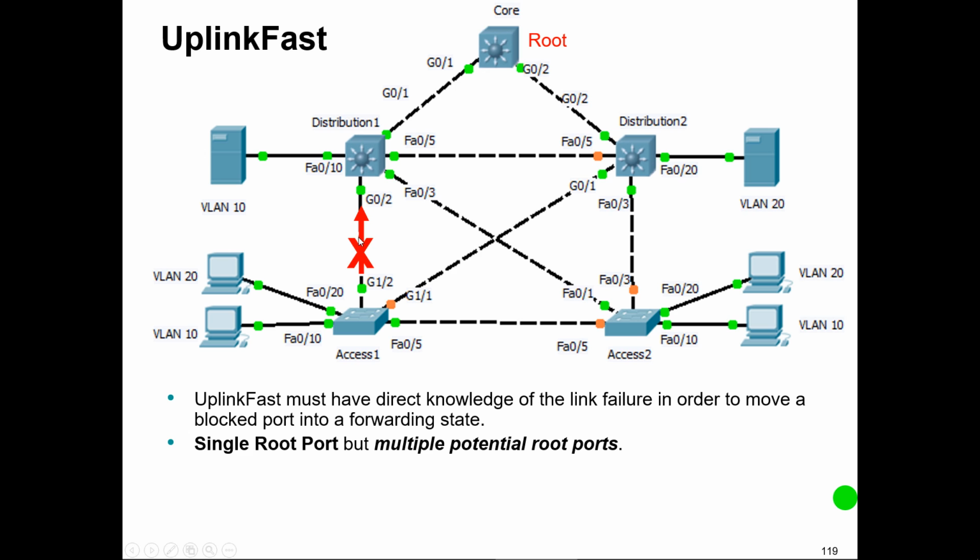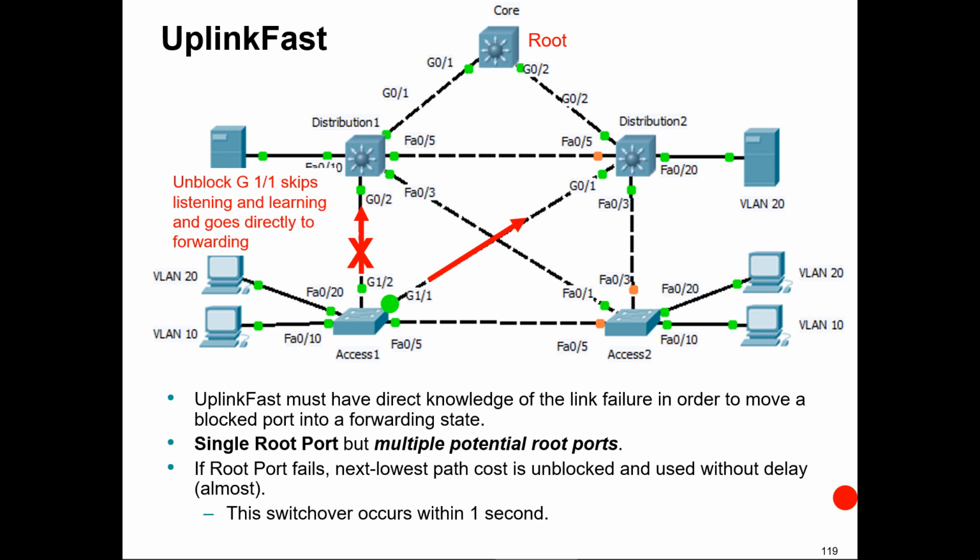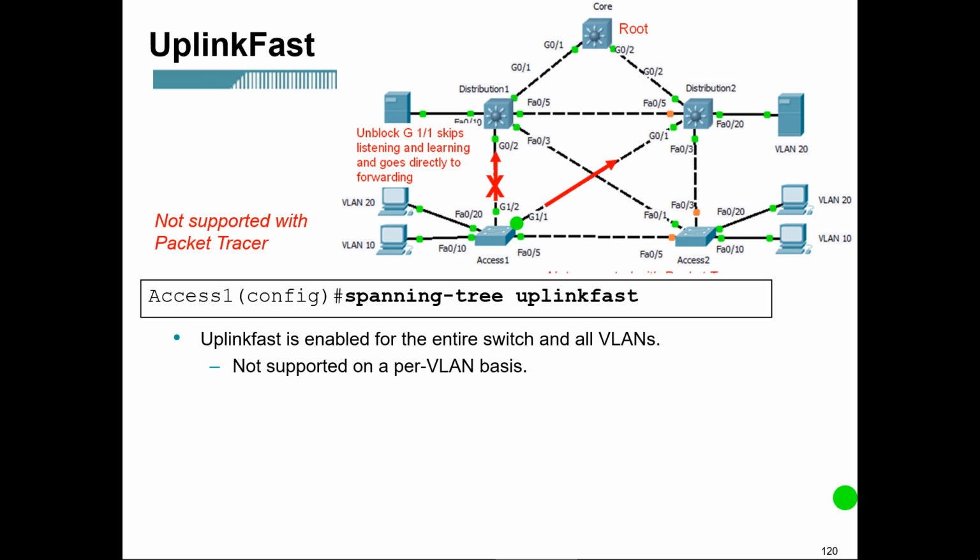So if this link goes down, it unblocks gigabit 1/1, and it will skip the learning and listening states and move directly to forwarding. If the root port fails, the next lowest path cost is unblocked and used without delay. Normally, the switchover occurs within a second, if done properly. So how we set up our uplink fast is spanning-tree uplinkfast.